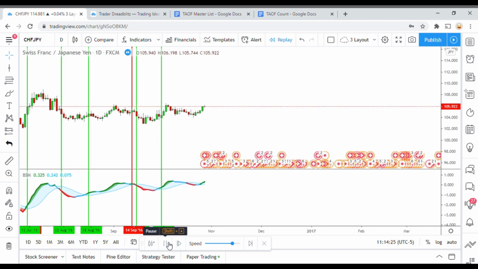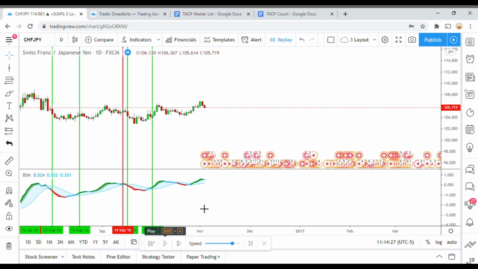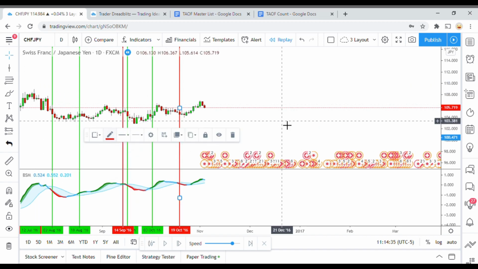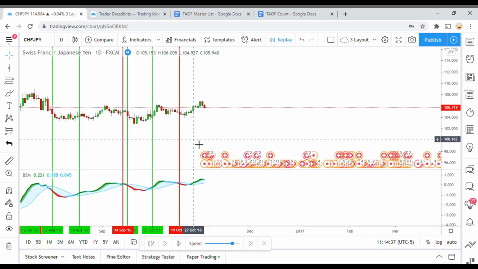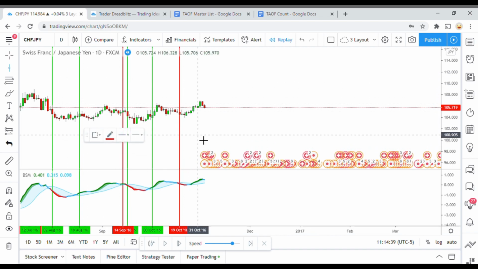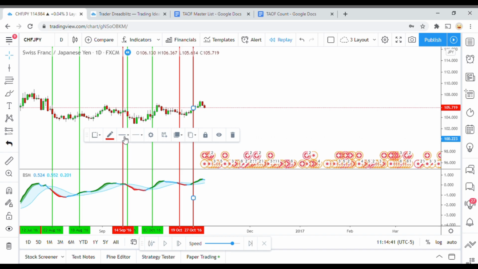Onto a short. See if it holds it. It does not. And it didn't get us to take profit. We got stopped out on that one. This one here.